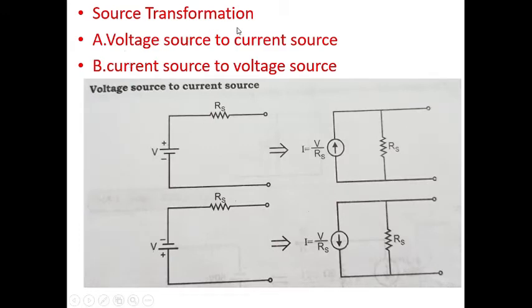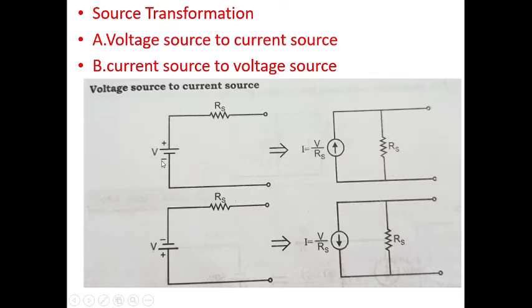Source transformation is of two types. One is voltage source to current source conversion and the other is current source to voltage source conversion. So first of all we will see voltage source to current source. In this diagram we can see a voltage source. A battery is given and a series resistance. A voltage source is usually represented by a battery and a series resistance.